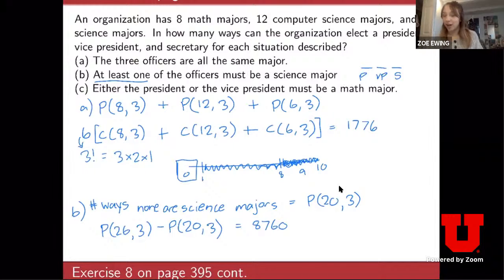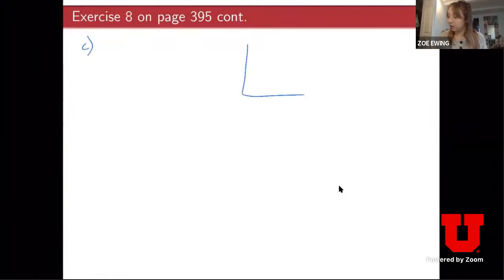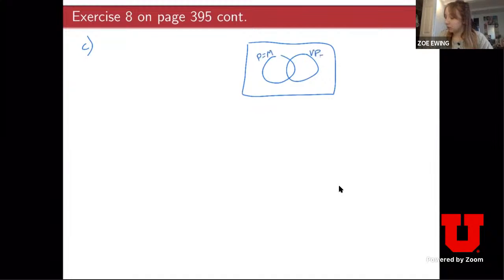That's kind of confusing, but I think it's easier to think of it like a Venn diagram where this circle represents the cases where the president is a math major, and these are the places where the vice president is a math major. So we'll count up all the ways that are in just this circle. So don't include this middle section. And then we'll add up everything in the right section, still not in the middle section, and then we'll add in the middle section. Okay.